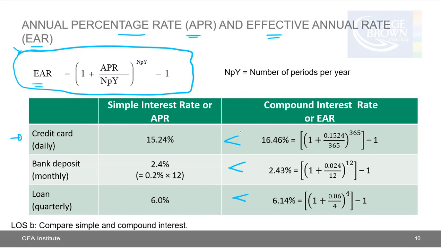So again, you don't need to do these calculations, but you can just see, how do I calculate it if the simple annual interest rate is 15.24% on a credit card, but interest is compounded daily? You can see the effective annual rate is 16.46%. So again, it's brackets 1 plus the APR in the numerator divided by 365 days, because it's daily, to the power of 365, minus 1.